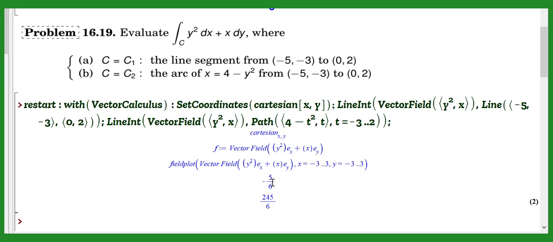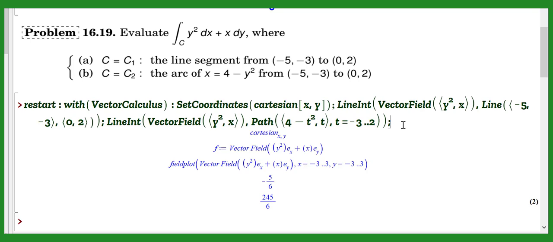Here I want to notify you of one question: why do we get -5/6 for the line segment, and a positive result for the line integral over this path 4 minus t squared and t? In order to understand this, we need to sketch the vector fields. So let's continue and sketch each of these line integrals over different curves in the same diagram.